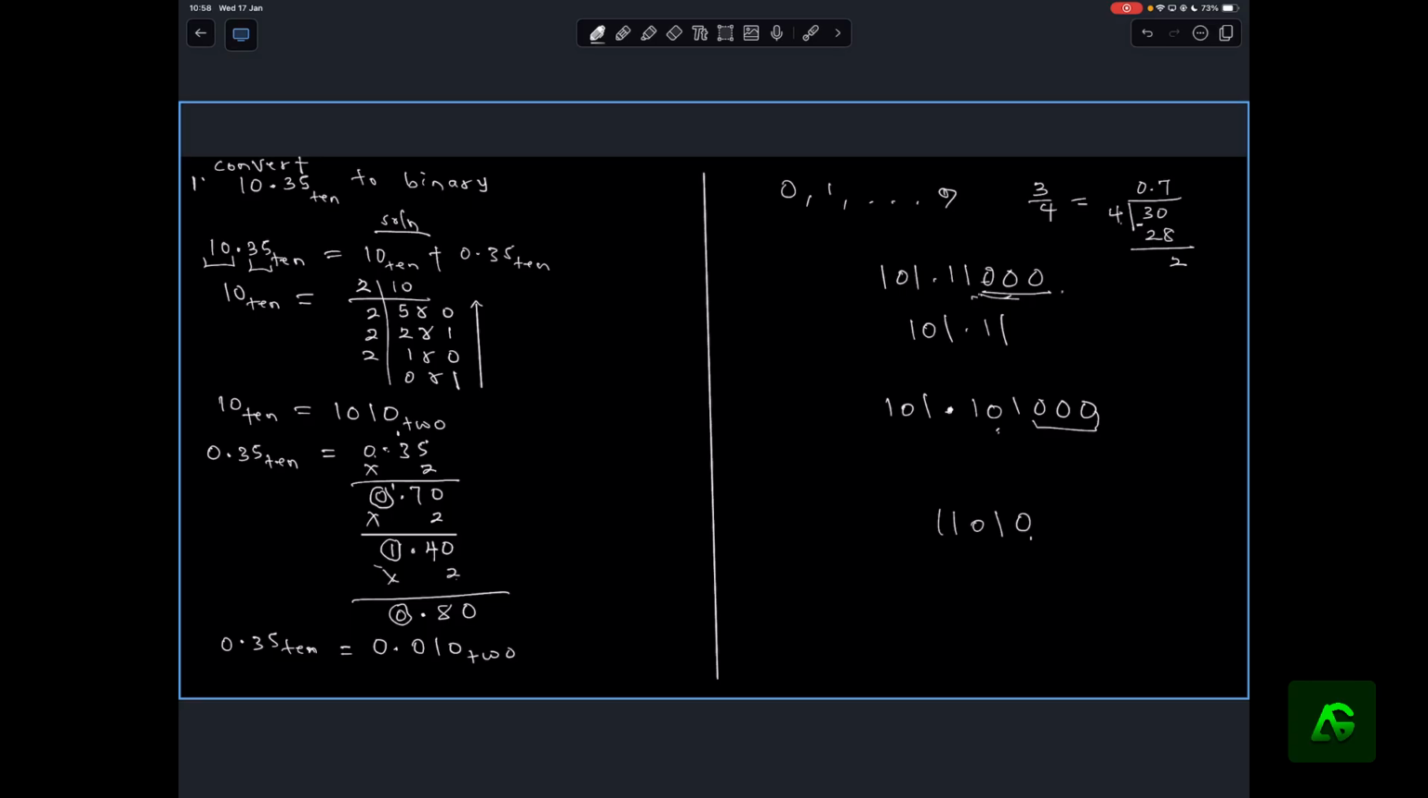How many 4 can we see in 2? It's not possible, because this 4 is more than 2. So because of this point that we've added earlier, we'll add 1 0 at the back of that 2, to make it 20. So how many 4 can we see in 20? That is 5. 5 times 4 is 20.